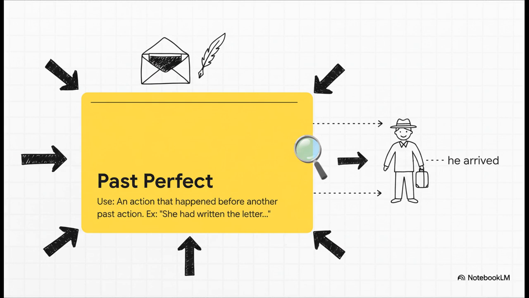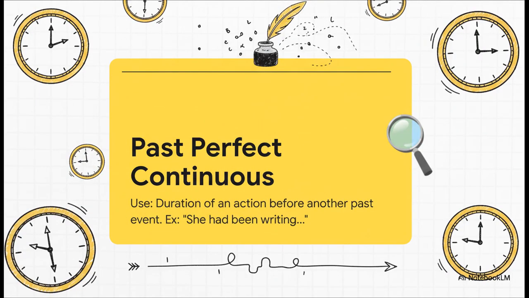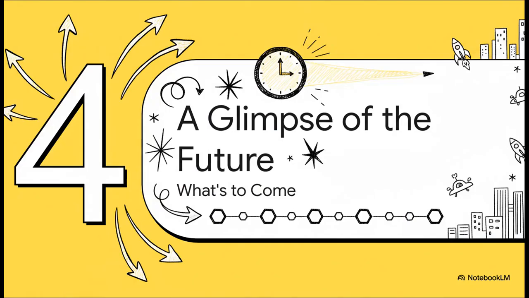She had written the letter, that action was already 100% finished before the second action, he arrived, even happened. And just like before, adding continuous shines a spotlight on duration. She had been writing the letter for an hour. Now we know exactly how long that first action was going on before that second event happened. It's the same 4 aspects, just in a different time zone. You know the drill by now.